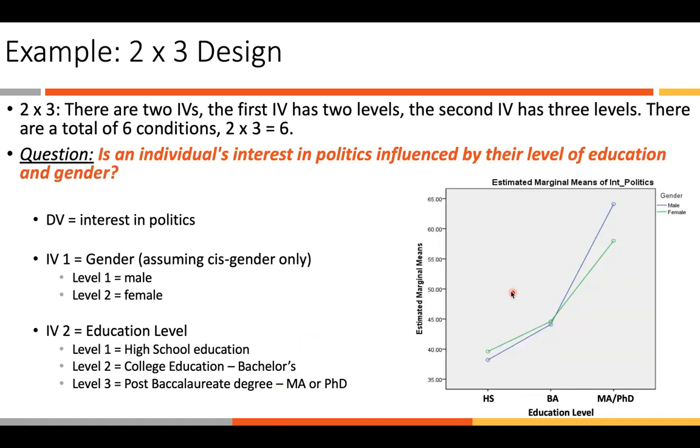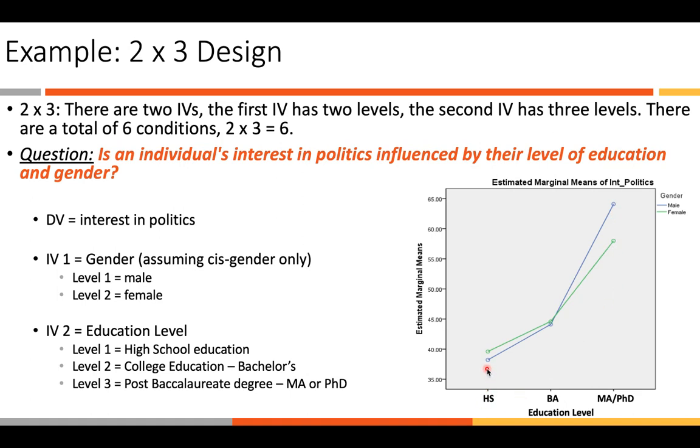And in a similar way, we could plot out those results. Remember, our y-axis here is interest in politics. We choose one of the variables to put on the x-axis. It technically doesn't matter which one. We chose education level. And then our other variable, gender, male versus female, is depicted by our different colored lines.